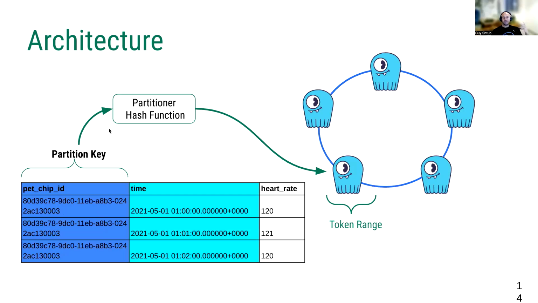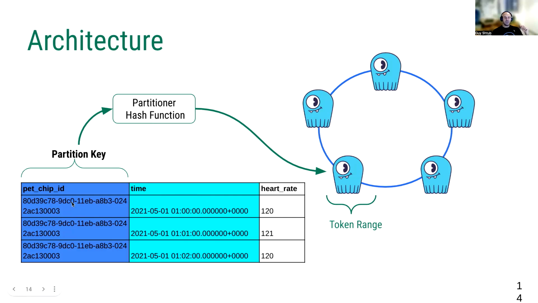When a client, say, wants to write a piece of data, say we have this table with 3 columns, PetShip ID, time, and heart rate, and we want to write one of these rows into the database. What the database does is it takes something called the partition key, which is defined as 1 or more columns, and it uses a consistent hash function to know which nodes are responsible for that specific piece of data. Okay, so let me repeat that.